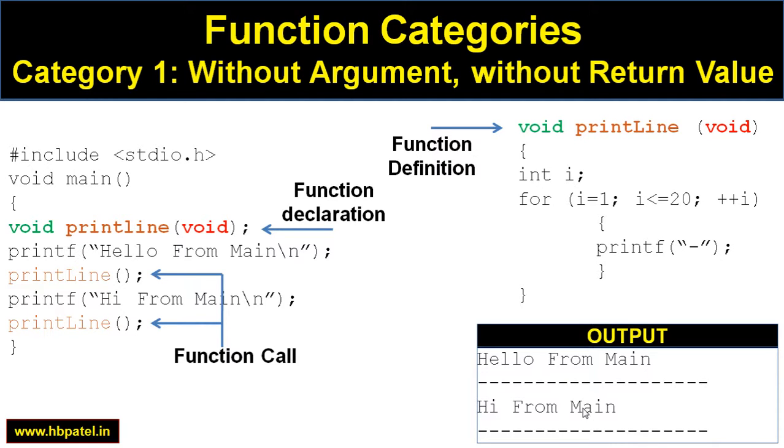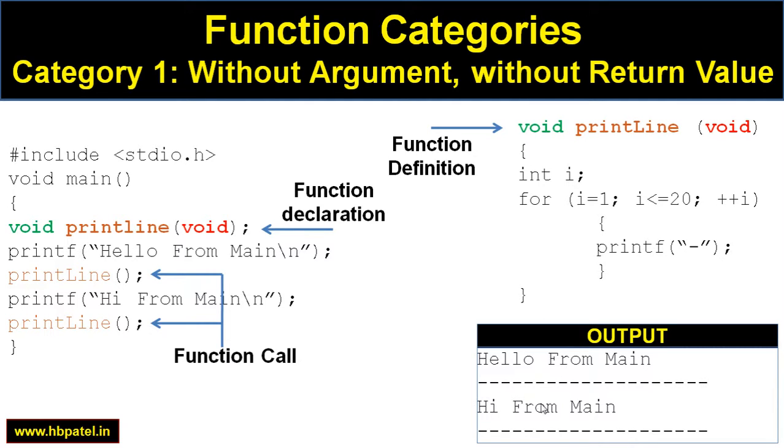So that hello from main will be printed, and again the same function is called a second time. The second time it is jumping to this code, and 20 hyphens will be printed. So the output will be hello from main. Then it will jump to print line and print 20 hyphens. Then again it will come back to main and print hello from main, and again jump to this function and print 20 hyphens.